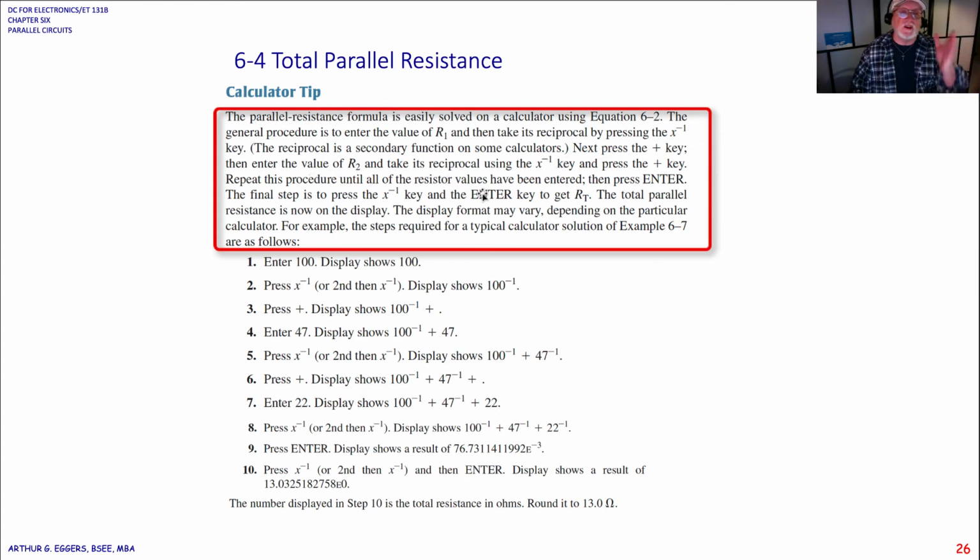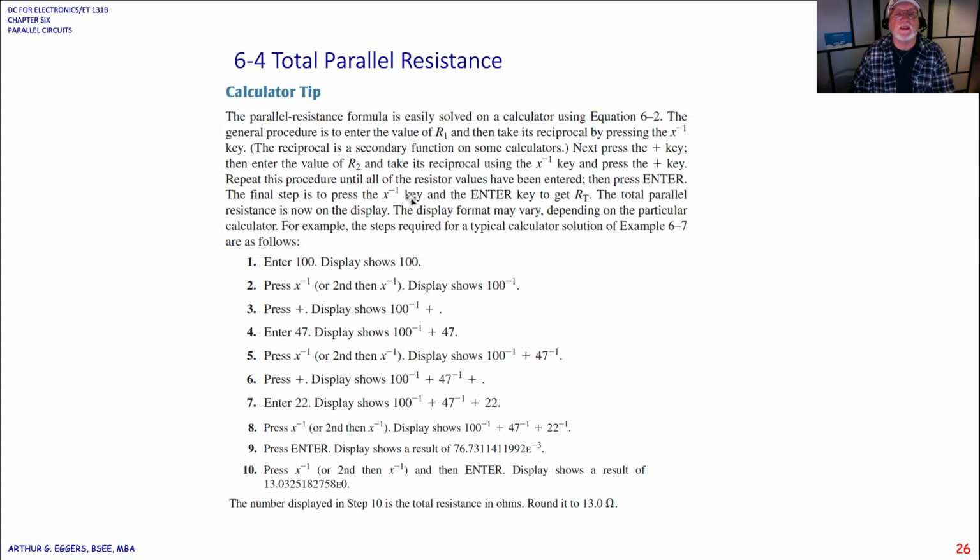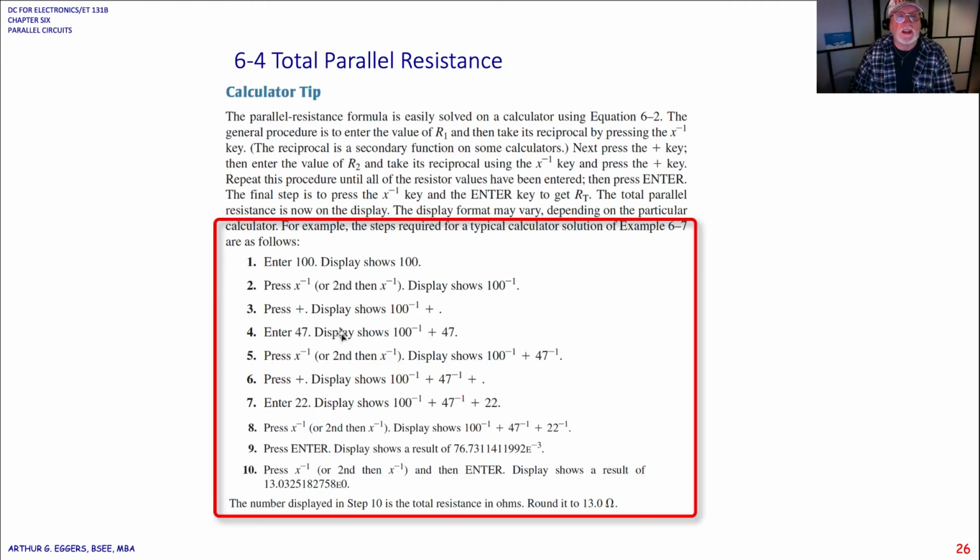So it's just taking you iteratively through each of the values, taking its reciprocal, and repeat this procedure until all the resistor values have in fact been entered. Then press the enter key. The final step is to press the 1 over x key again and the enter key to get RT. So you're inverting them all, you're adding them all together, and then in the end, you're inverting it back to RT.